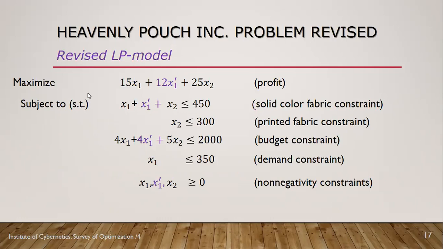Then the objective function will be changed. To the original expression we add one more term, which is 12 times X sub 1 prime, reflecting the number of units produced and later sold for a discounted price. So why 12? Recall that we are talking about the profit, and the profit is calculated exactly like we did before. Profit.